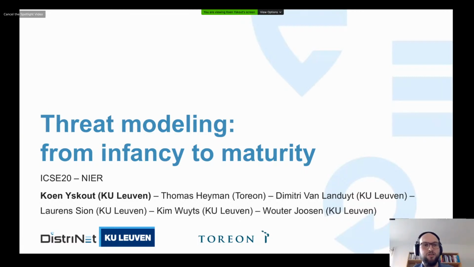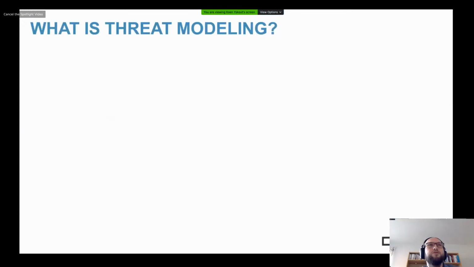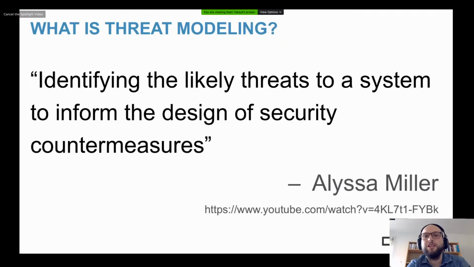This is joint work between the Distrinet Research Group at KU Leuven and Torion, which is a company specializing in threat modeling and training. So first, briefly, what is threat modeling? One of the cleanest and most succinct definitions was given by Alyssa Miller in the YouTube talk listed on the slide. She says that threat modeling is about identifying the likely threats to a system to inform the design of security countermeasures.